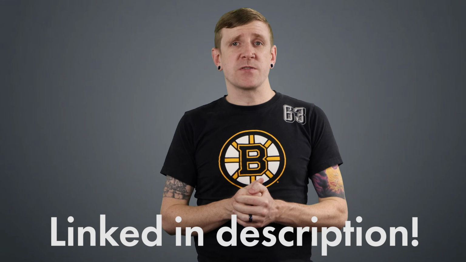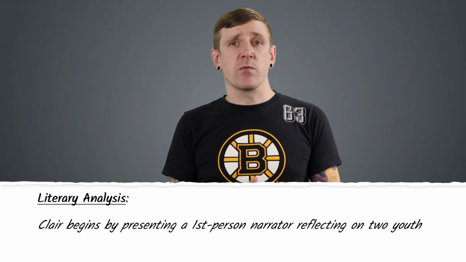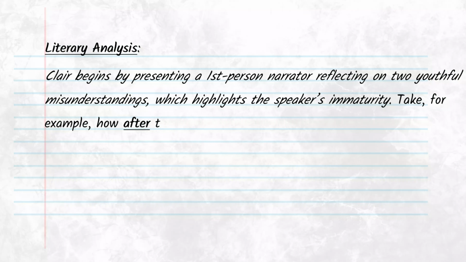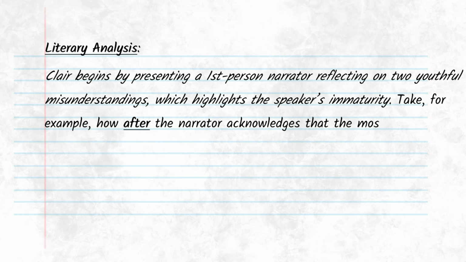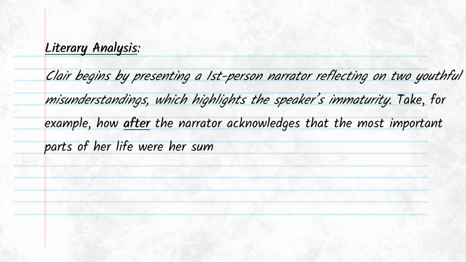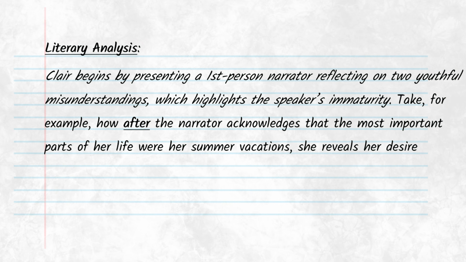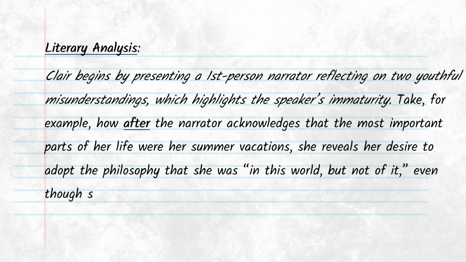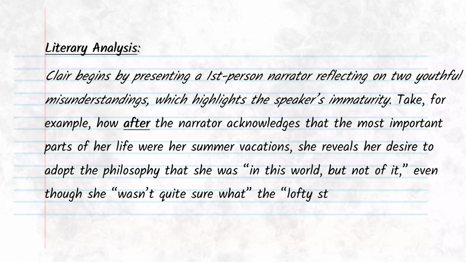Now, for Lit, we're going to think about the 2010 Form B question 2, and that's also provided in the description down below. If my topic sentence is, Claire begins by presenting a first-person narrator reflecting on 2 youthful misunderstandings, which highlights the speaker's immaturity, my second sentence would have to provide the textual evidence of at least 1 youthful misunderstanding. Take, for example, how after the narrator acknowledges that the most important parts of her life were her summer vacations, she reveals her desire to adopt a philosophy that she was in the world but not of it, even though she wasn't quite sure what the lofty statement meant.